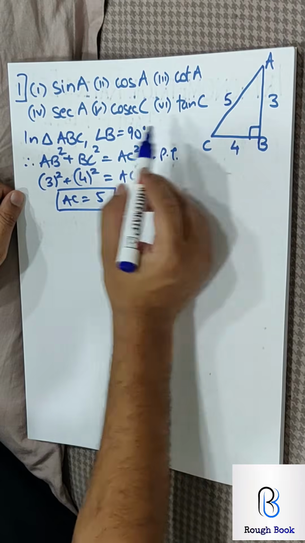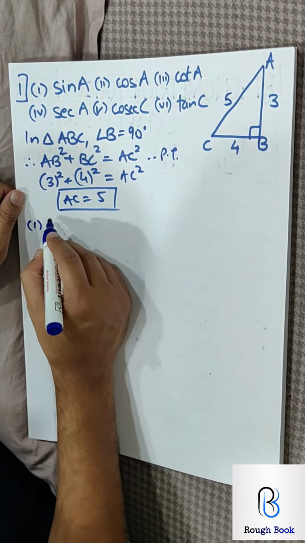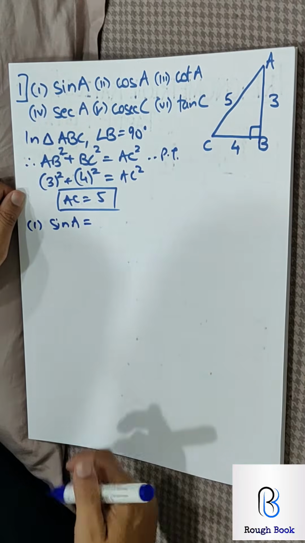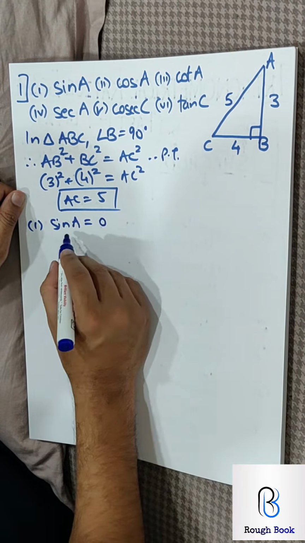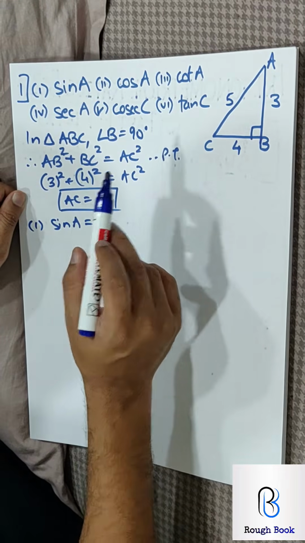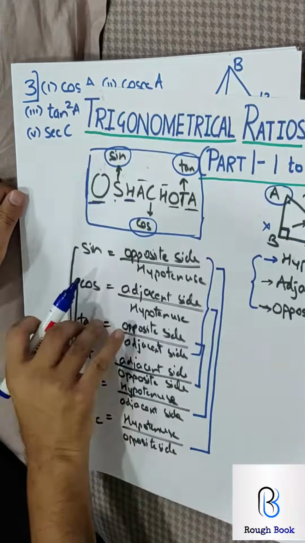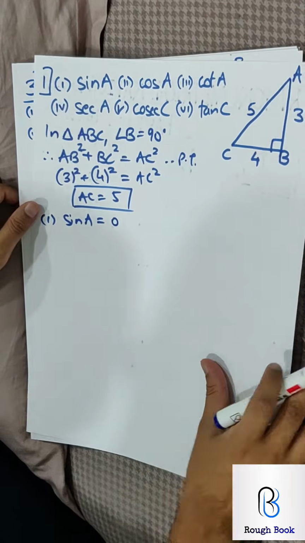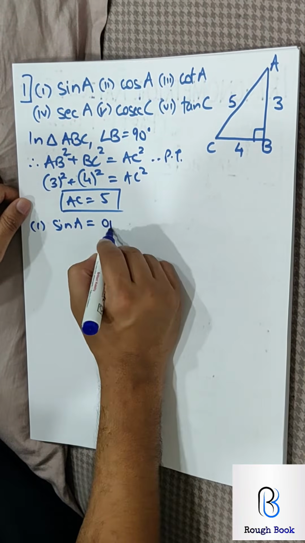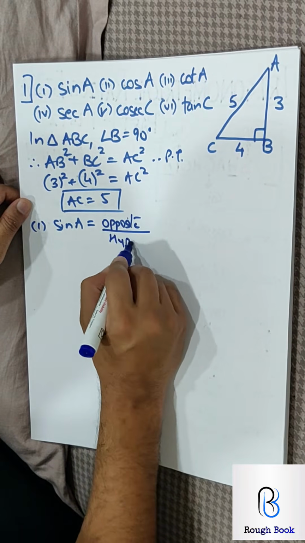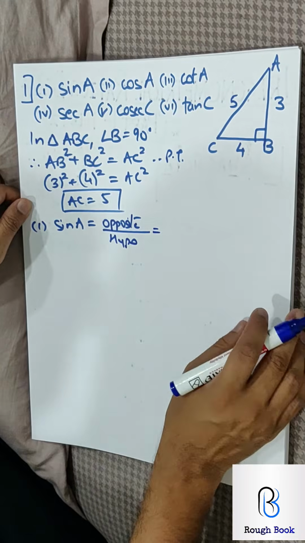Now that I have got all the sides, I'll look at each ratio. So first one, sin A. I'm just showing you the first one. The rest I want you to do on your own. So sin, osha chota, as per that OSH. So O, S and H. O is opposite, H is hypotenuse. So try to remember the keyword. So opposite side upon hypotenuse. You can write oppo upon hypo also, it is fine.